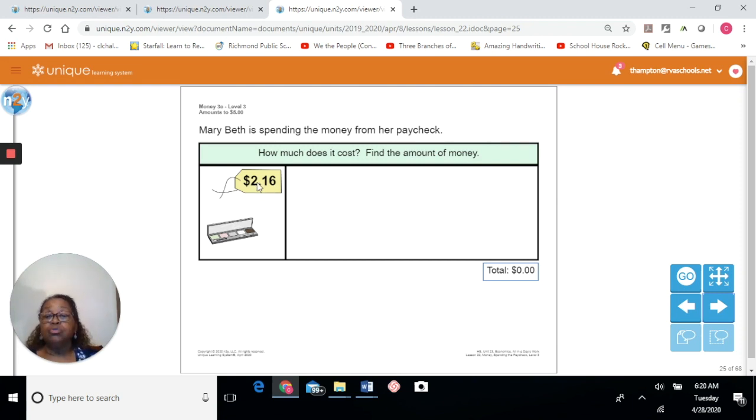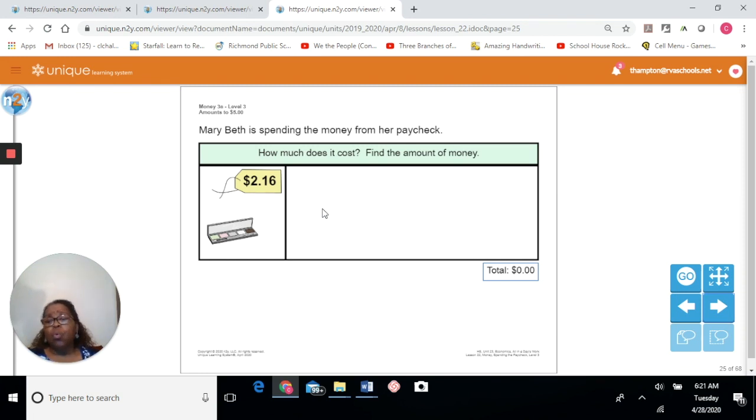$2.16. Did you hear me say and? When you see a decimal, you say and. Okay? If this number did not have a decimal, it would be 216. But when we have a decimal, we know it's money. We have our dollar sign. We read $2.16. Okay? She's trying to buy this item here, $2.16.